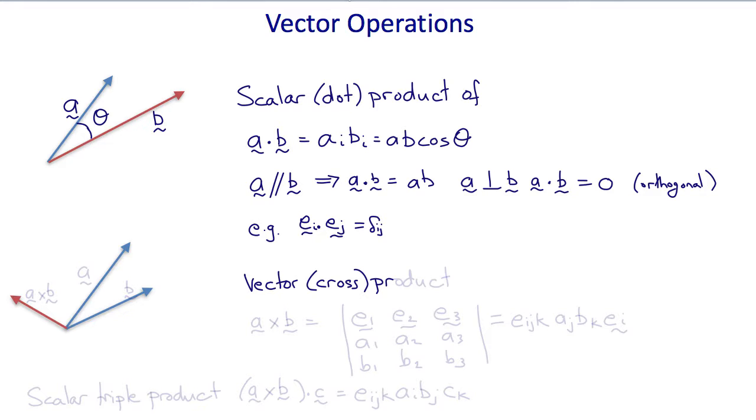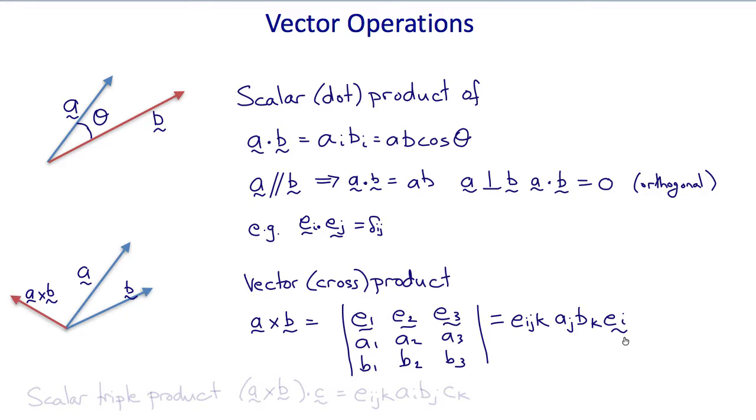Now let's look at the vector or cross product between 2 vectors A and B. The result is a vector that's normal to the plane of A and B. And we compute the cross product by computing the determinant of the following matrix, the matrix containing E1, E2, and E3 in the first row, A1, A2, and A3 in the second row, and B1, B2, and B3 in the third row. And in index notation, this can be shown to be epsilon ijk, which is the permutation symbol, times Aj times Bk times Ei.